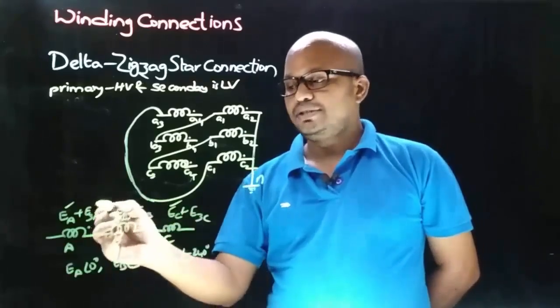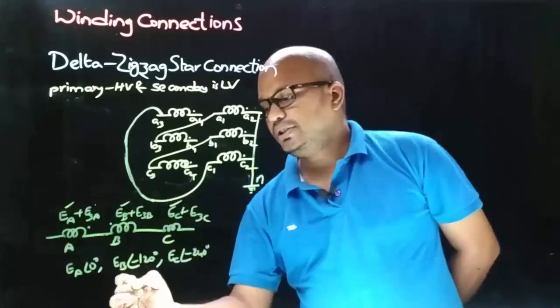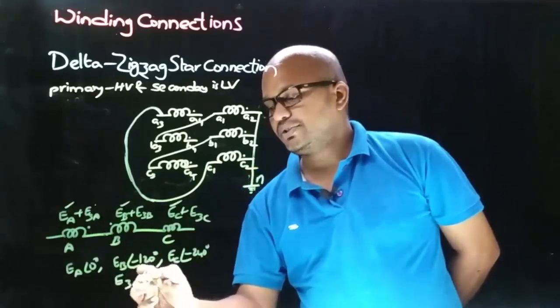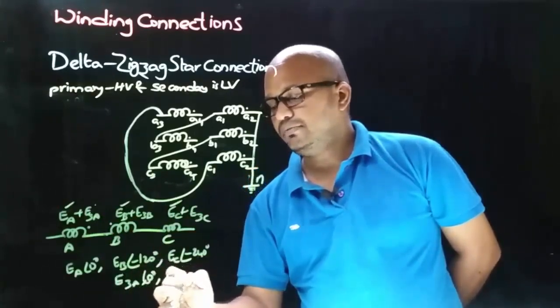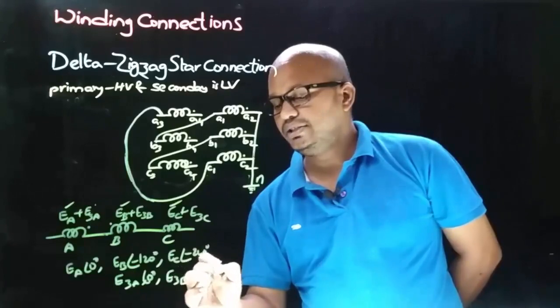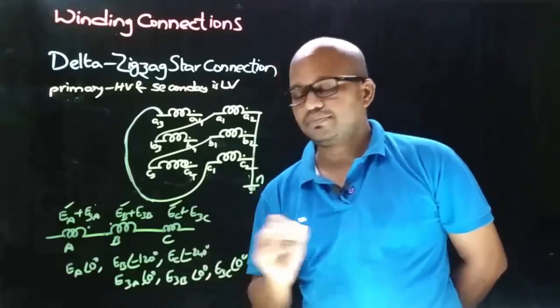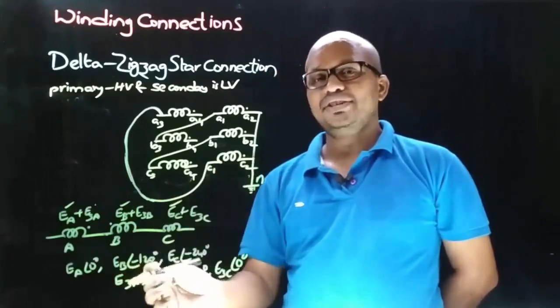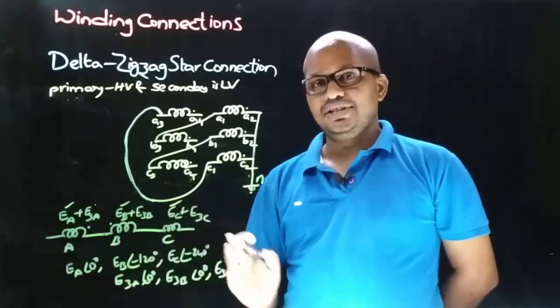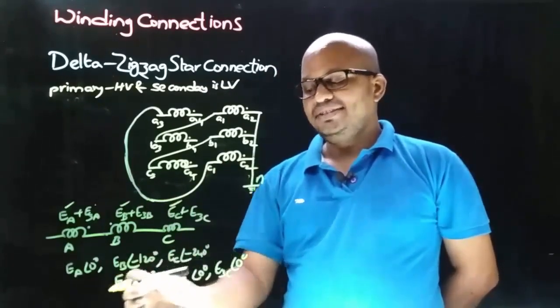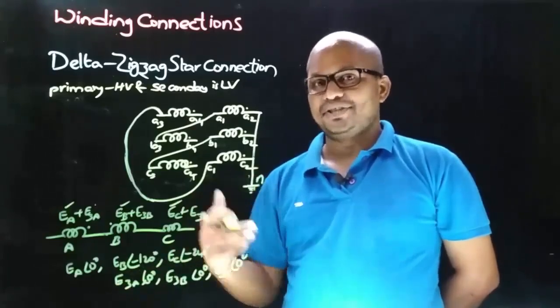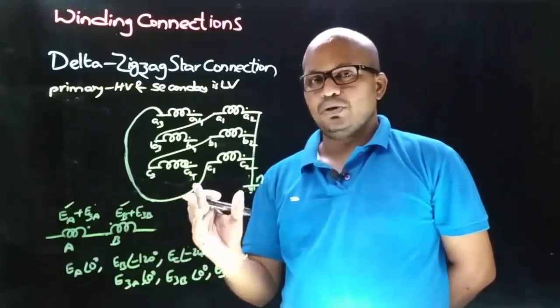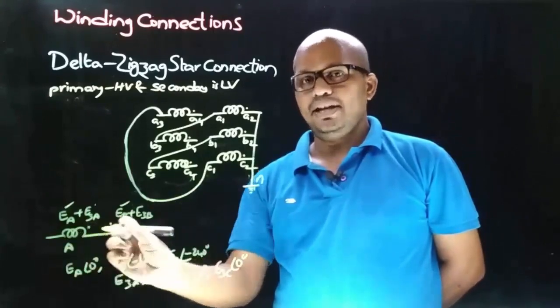Now coming to these triplet harmonics, E3A will be at an angle 0 degrees, E3B will be at an angle 0 degrees, and E3C will be at an angle 0 degrees. These triplet harmonics are also called zero phase sequence harmonics because they have a phase displacement of 0 degrees with each other. Therefore, these triplet harmonics will start at the same instant.